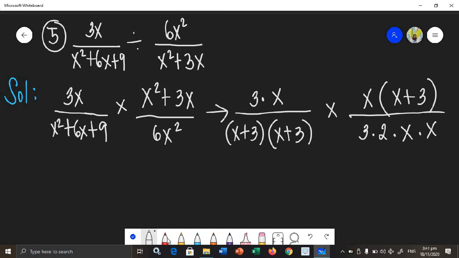Now that everything is factored out, you can now cancel out common factors. So first, I can cancel out x plus 3 here and here. I can also cancel out x from here and here, as well as x from here and here, as well as 3 here. And then everything is cancelled out. Every common factor is cancelled out. Therefore, rewrite the remaining factors.